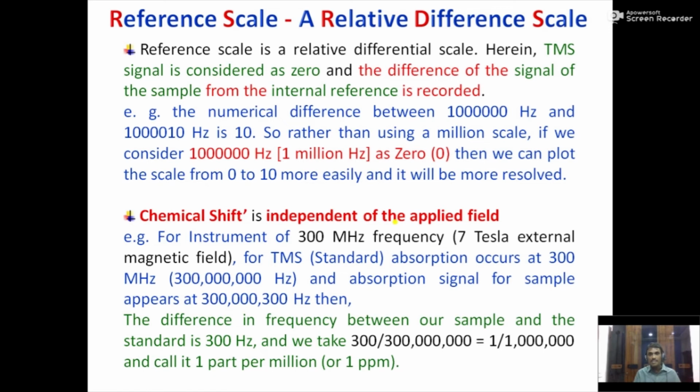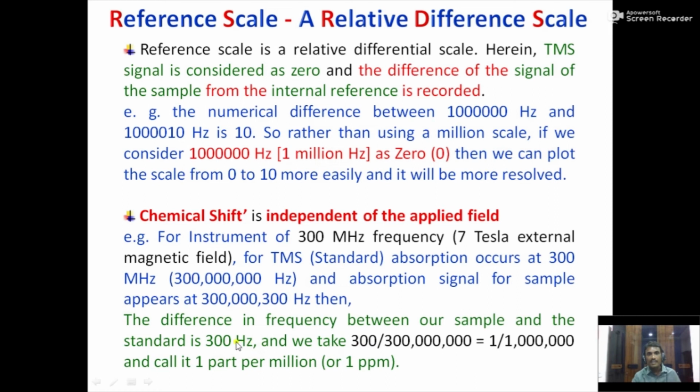And the absorption signal for the sample will appear at 300 million and 300 hertz. So the signal for TMS is 300 million hertz and the signal for the sample is 300 million and 300 hertz. So if we take the difference between the two, it is 300 hertz. The difference between the reference and sample signal is 300 hertz.